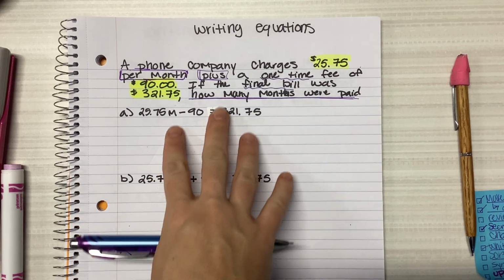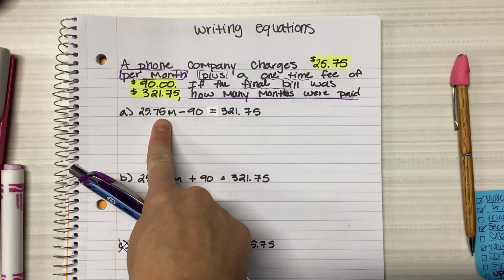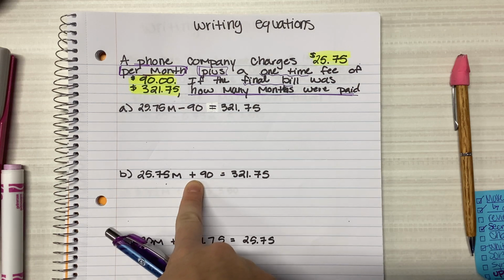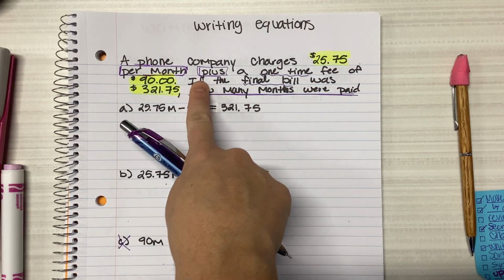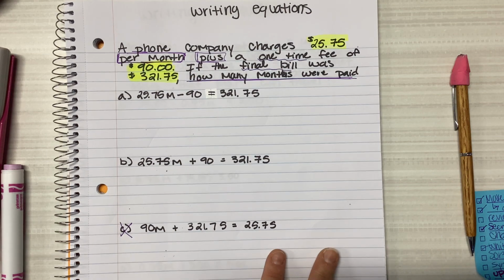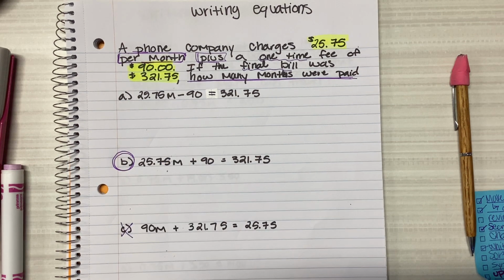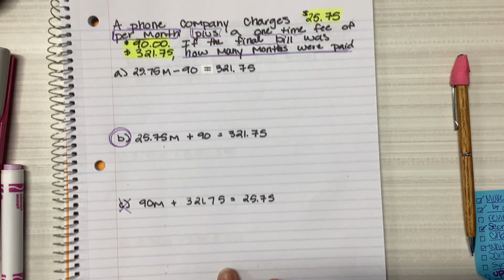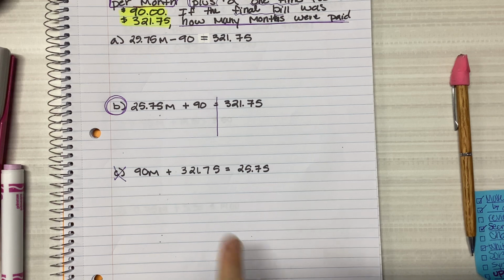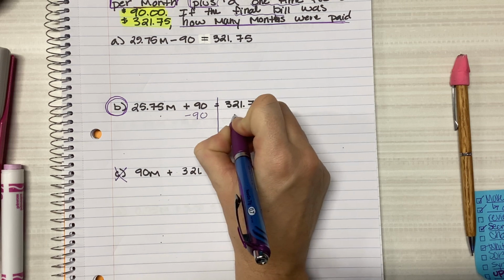Okay, then looking at these two, both of them have $25.75 times the number of months. This one has minus that fee, and this one has plus that fee. This says plus the fee in the word problem, but I also know that needs to be included in the total. So letter B is going to be the correct one, and then I'm going to solve it. We have to undo our constant, so undo plus 90. The opposite of plus 90 is minus 90. Do it on both sides.